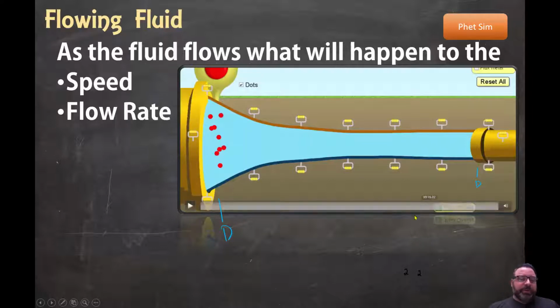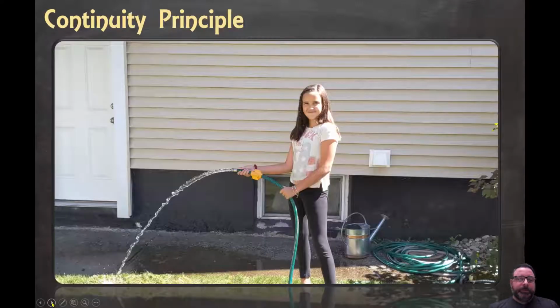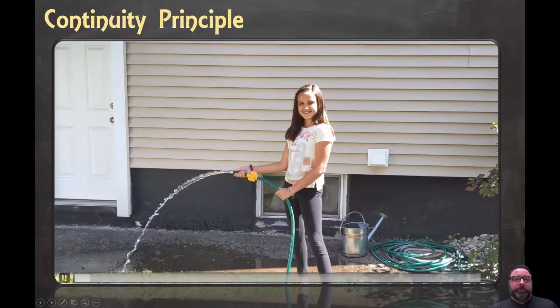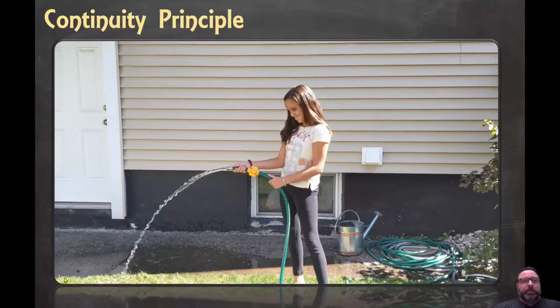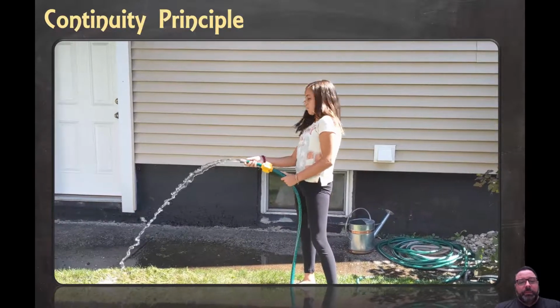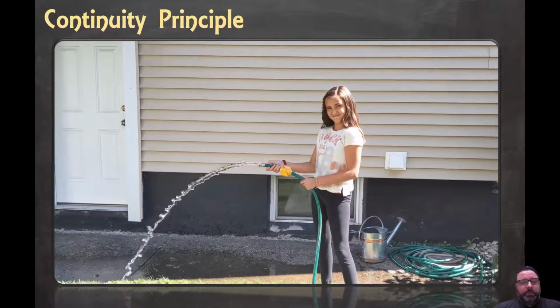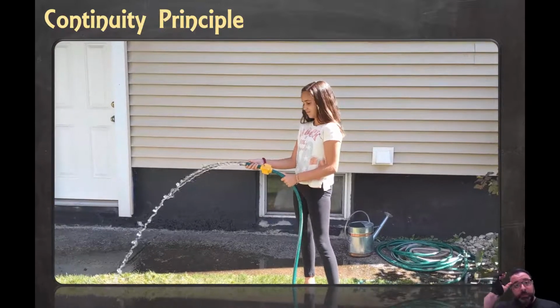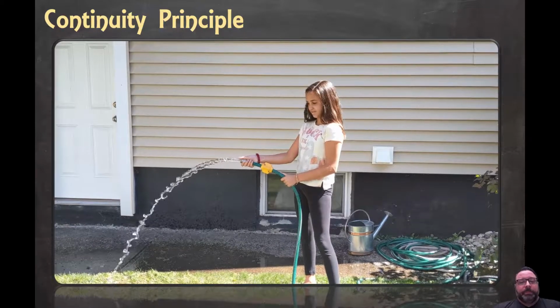And today, before we see what the simulation tells us, we're going to have my friend Bella help us out a little bit. This is my friend Bella. She's going to help us out with a little physics demonstration. So as you can see, she has a hose with water coming out the end of it. And we want to predict what's going to happen if she partially covers the end of it.